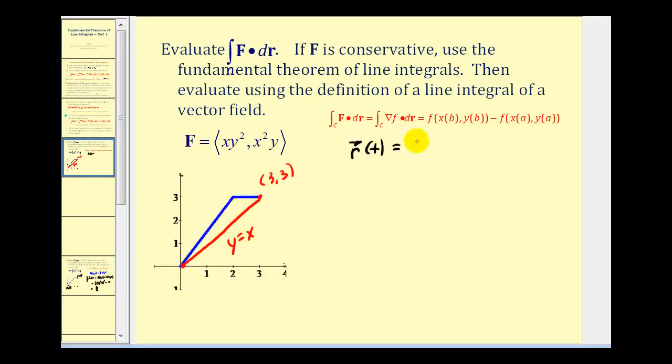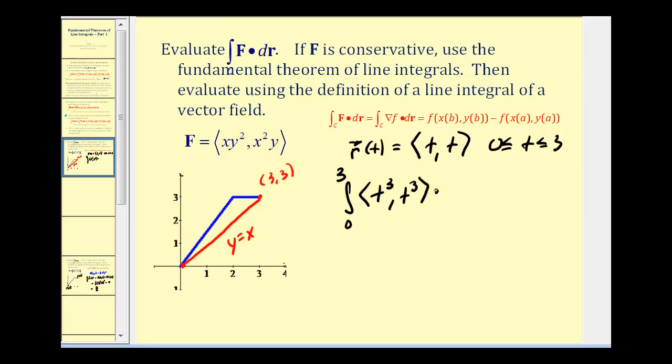And knowing the equation of this line would be y equals x is going to be helpful. So if we let x equal t and y equal t, then t would be on the closed interval from 0 to 3. Now we can rewrite our line integral in terms of t. t is going to go from 0 to 3. F written in terms of t would be (t cubed, t cubed), and r prime of t would be (1, 1).